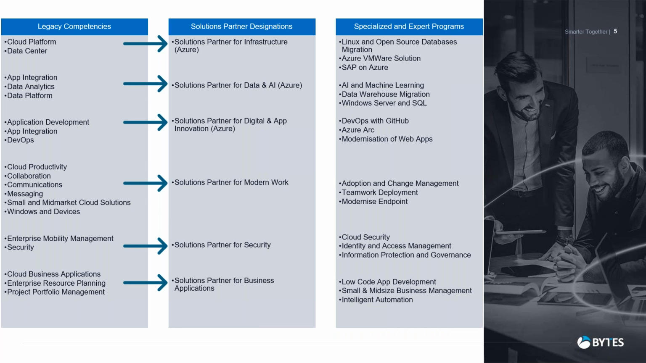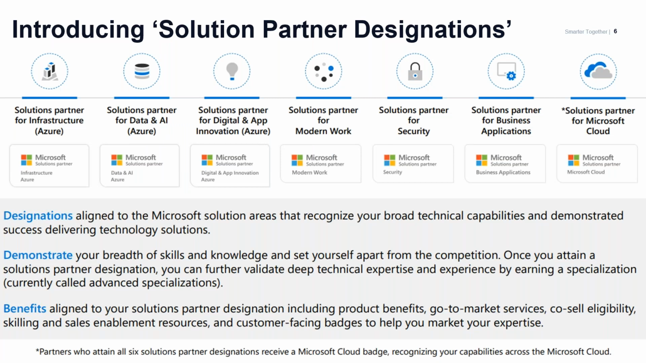What we'll show you now, we've mentioned the solution partner designations quite a bit already. This is what they actually look like. As we can see in the middle of the page, your gold and your silver badge will be replaced by one of these badges. So if you're a solutions partner for infrastructure, you'll get the one on the left. It's a cleaner design. Stick that on the bottom of your website.